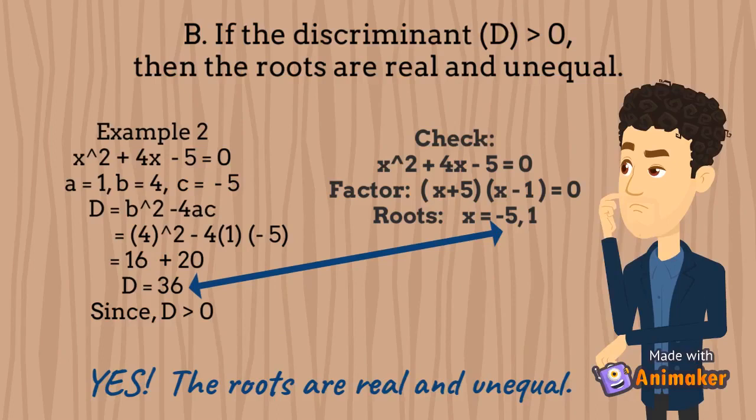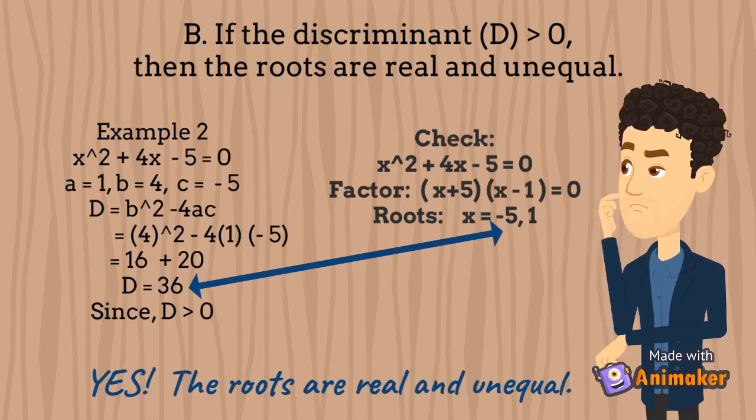B. If the discriminant d is greater than 0, then the roots are real and unequal. Example 2. x squared plus 4x minus 5 equals 0. a equals 1, b equals 4, c equals -5. Using the formula of the discriminant, d equals b squared minus 4ac equals 4 squared minus 4 times 1 times -5 equals 16 plus 20. d equals 36.